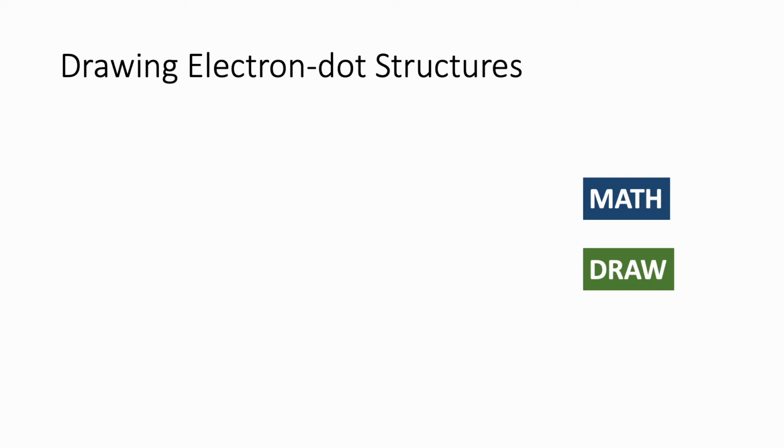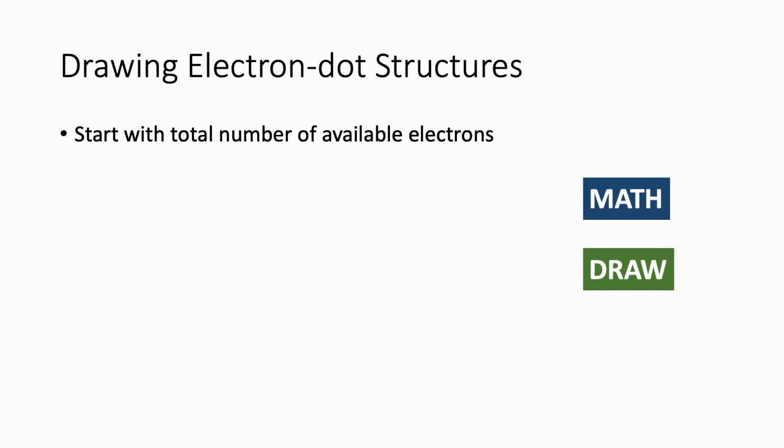So how do you draw electron dot structures? This is a multi-step process. I have broken this down into 2 basic phases with multiple steps. In the first phase, we're going to do math. So we're going to start with the total number of electrons that are available in the valence shells of all your atoms. You always do that.